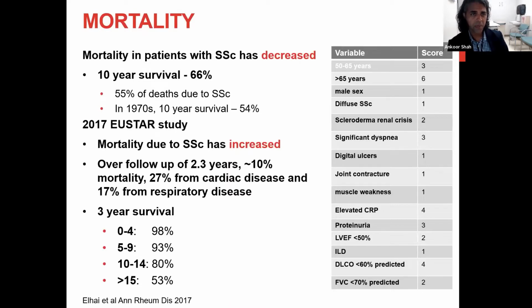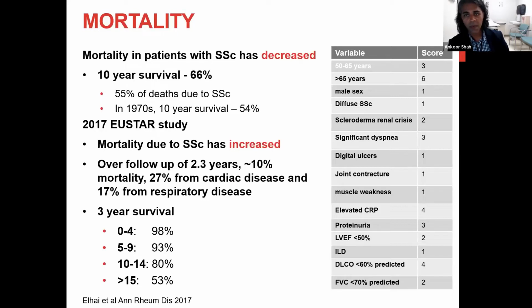A 2017 study, however, showed that mortality in patients due to scleroderma has actually increased. They looked at the factors that could potentially predict an increased risk of mortality, and again came up with a scoring system that predicted 3-year survival. What you'll see on the right are the factors that contribute greatest to the scoring system.